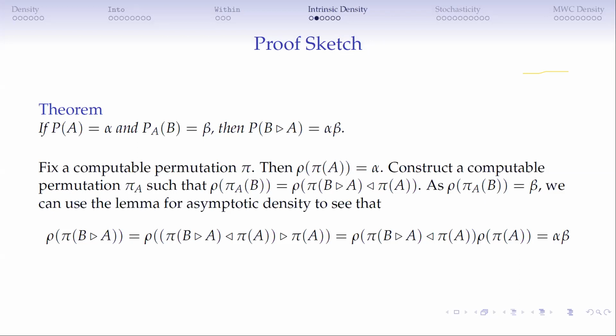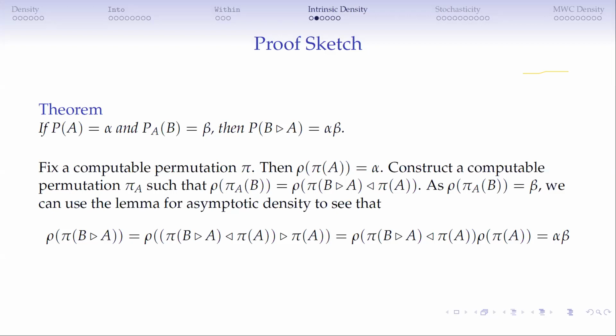So to prove that, we just construct a computable permutation pi sub A such that the density of pi sub A of B is equal to the density of pi of B into A within pi of A. So that will have density beta, and we'll apply our asymptotic density lemma to get density alpha times beta. Boom. And obviously, there are some details involved in constructing this pi sub A, but that's the general sketch.